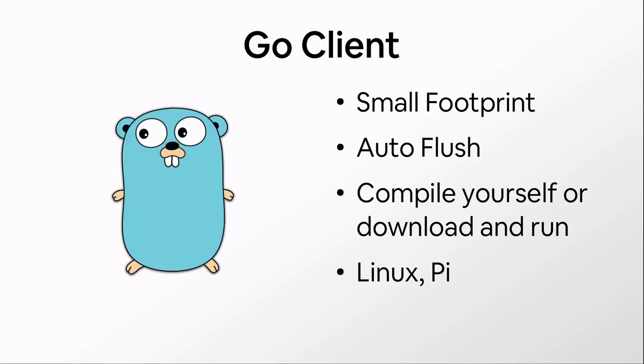Let's talk about the Go client, because I don't want you to use the Bash. I want you to use the Go client. The Go client has a small footprint. It has an auto flush capability so that after 7 days, it removes the old IPs and brings in new ones. You can either compile this yourself, or you can just download and run the executable. And we provide the executables for Linux and Pi.